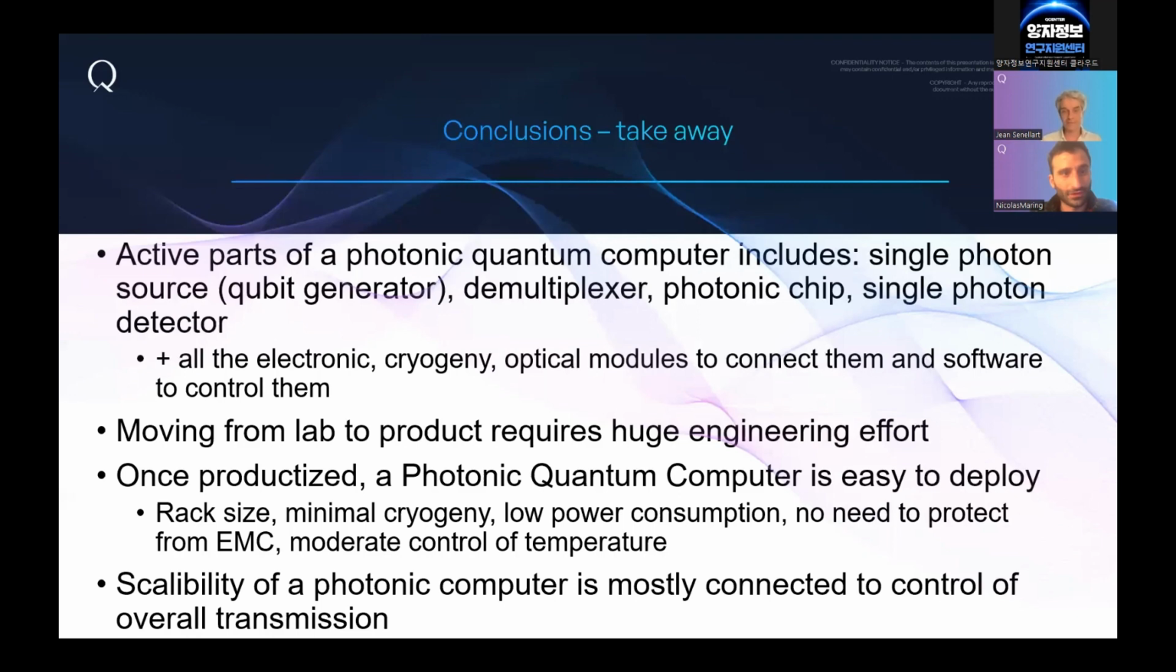Okay, so takeaway, I have shown you the different parts of the photonic quantum computer, from the single photon source to the multiplexer, photonic chip, the detector. So now you can also build your quantum computer, and I showed you the different challenges, which are not over, to go from a prototype in a lab to a product fully integrated for data centers.